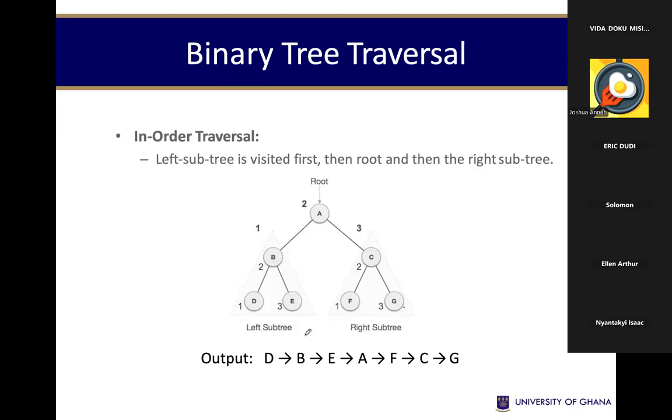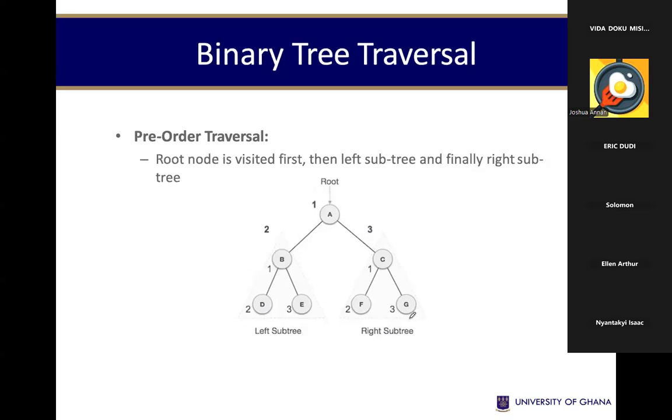D, B, E, A, F, C, J, right? That's it. Then we saw the pre-order. Pre means before. So emphasis on the root means that the root will be the first node to be visited. So at the end, I'm going to start with the root node A.